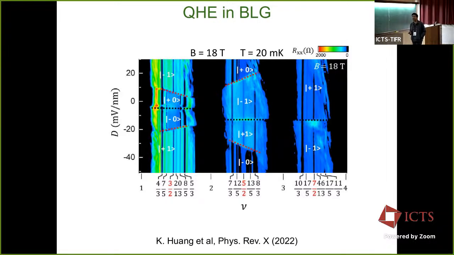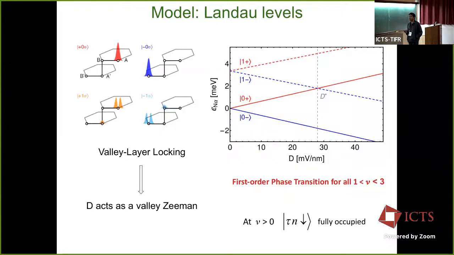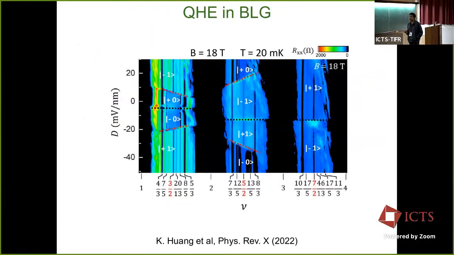What you also see is that there are some labels here, such as the +0, -0, and so on, which are supposed to indicate in which Landau level my chemical potential is pinned. So for example, if the filling factor was between 1 and 2, it would be pinned to 0 plus below D star and 1 minus above D star. And that's what is indicated here.